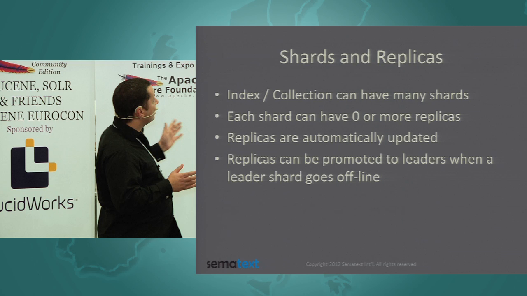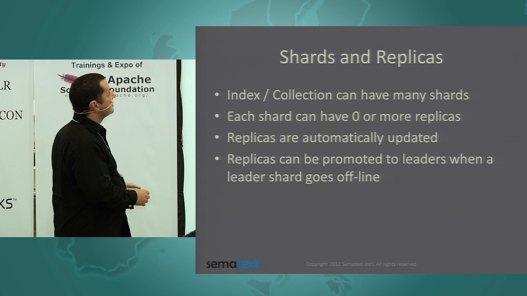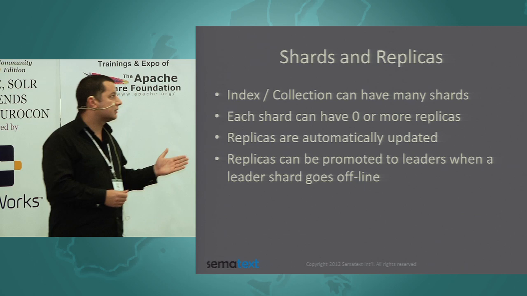Some things about shards and replicas. As I mentioned, indices and collections can have many shards. Each shard can have zero or more replicas. With more replicas, we have redundancy, and we can scale the search. Replicas are automatically updated with the use of transaction logs in both cases, so we have durable updates. And replicas can be promoted to leaders when the leader shard goes offline.